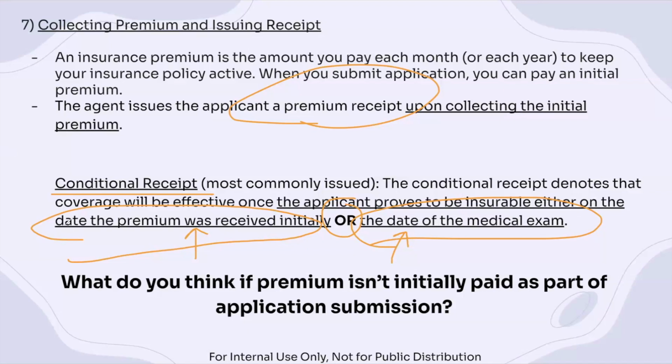So just make sure that we take a look at this, knowing when coverage is going to be effective, depending on if a medical exam is needed, or if the initial premium is paid. So what if it wasn't paid? What happens then? Well, keep this in the back of your mind. We will revisit this in the next few topics. But for now, we just want to know that if an initial premium is paid, then I want to go back to review this statement here.